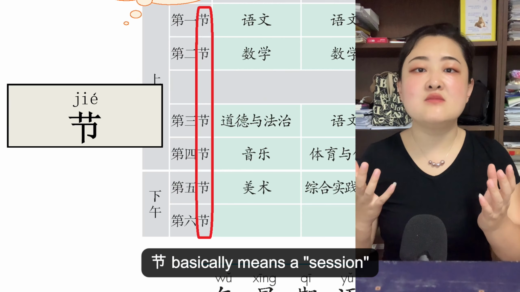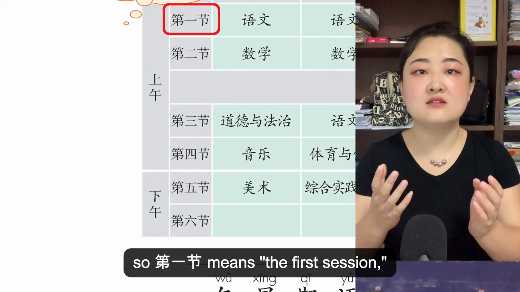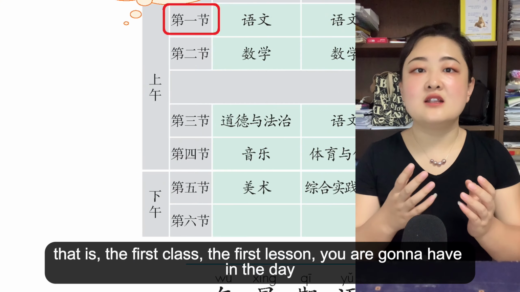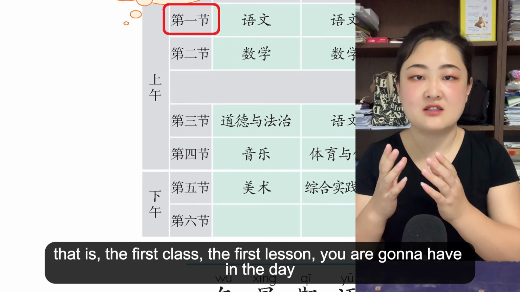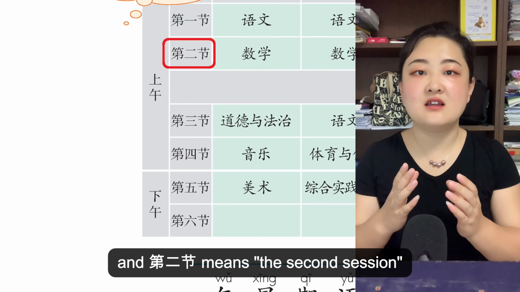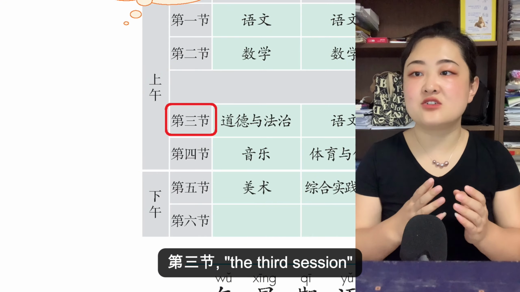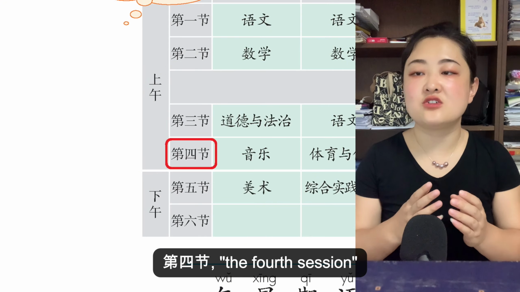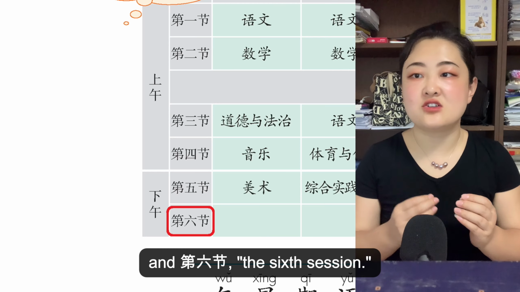节 basically means a session. So 第一节 means the first session. That is the first class, the first lesson you're gonna have in the day. And 第二节 means the second session. 第三节 the third session. 第四节 the fourth session. 第五节 the fifth session. And 第六节 the sixth session.